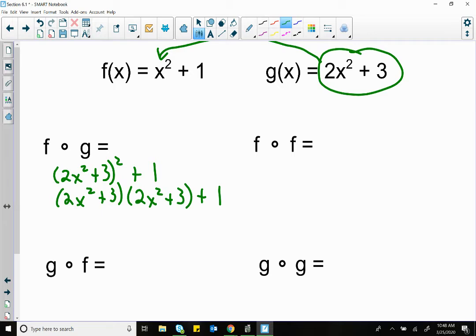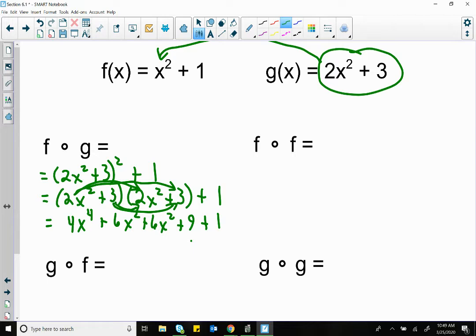Because what we need to do now is FOIL. First, outer, inner, last, and then we combine like terms. So what is 2x squared times 2x squared? 4x to the fourth. What is 2x squared times 3? Positive 6x squared. 3 times 2x squared, positive 6x squared. And 3 times 3 is a positive 9 plus 1.